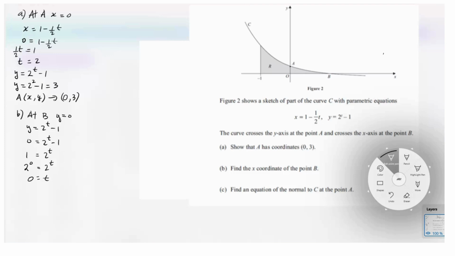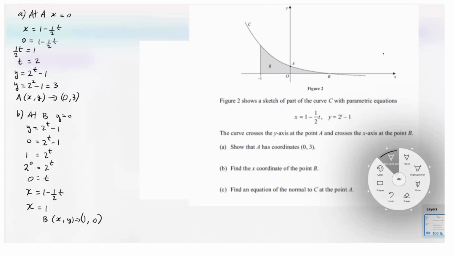So when t equals 0, we can find the x value. So we have the equation for x as 1 minus a half t. So when t is 0, we have x equals 1. So it means that we can write the coordinate of B as 1, and then the y value is 0. Okay, let's look at part C.